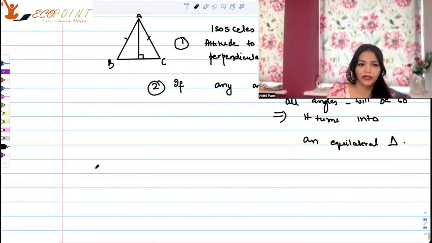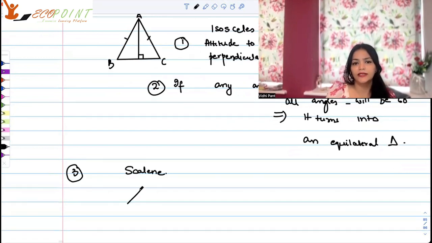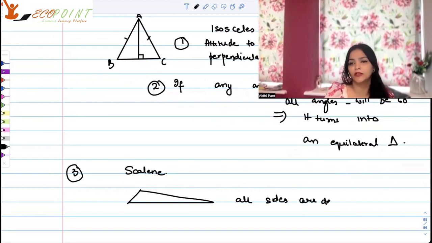The third type of triangle is called scalene. Scalene triangle में simply your all sides are distinct. All sides are distinct in terms of the length, distinct. That's what a scalene triangle is.